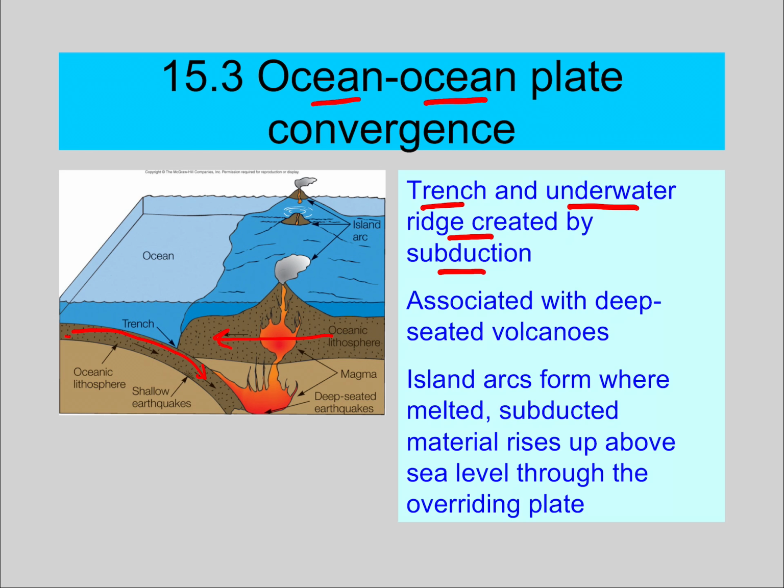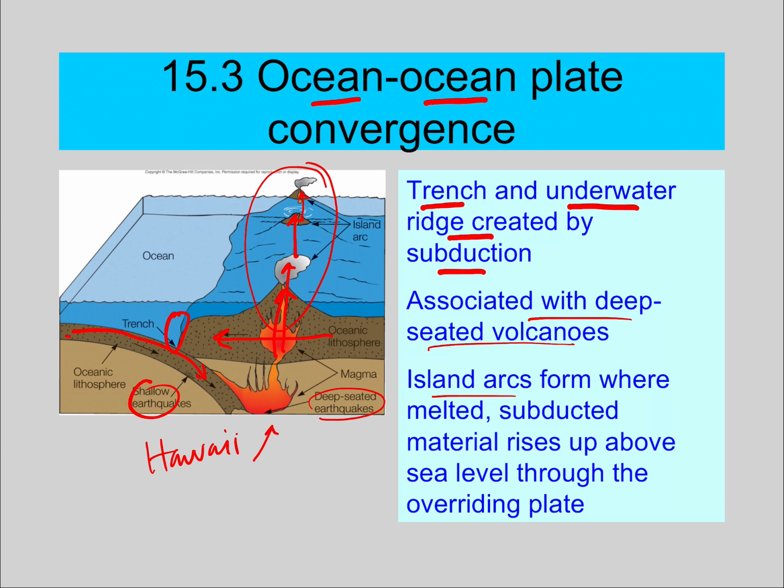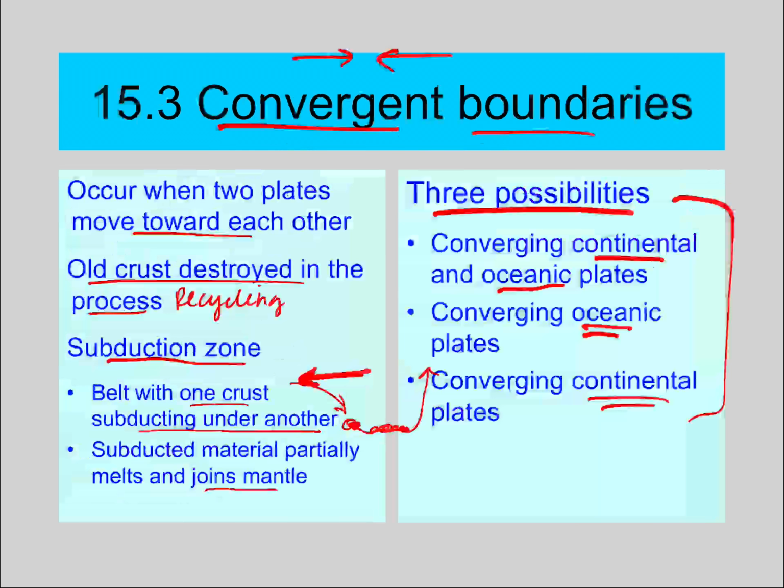So you're going to have one layer getting shoved down underneath. You're going to have that same trench. You're going to have the deep-seated earthquakes, but you're also going to have deep-seated volcanoes, okay? And we tend to call those island arcs, where we're going to have mantle that's basically breaking through the ocean floor to form volcanoes, which eventually will form islands. And so Hawaii is a great example of an ocean-ocean plate convergence.